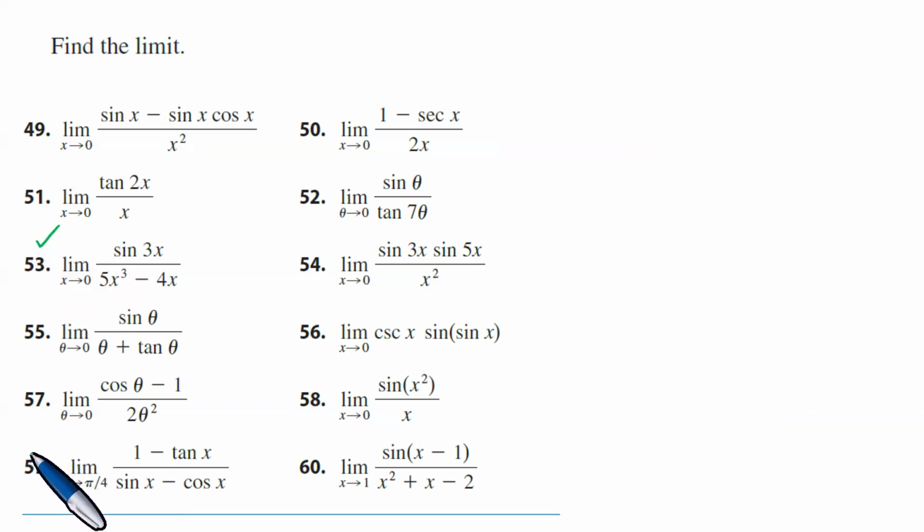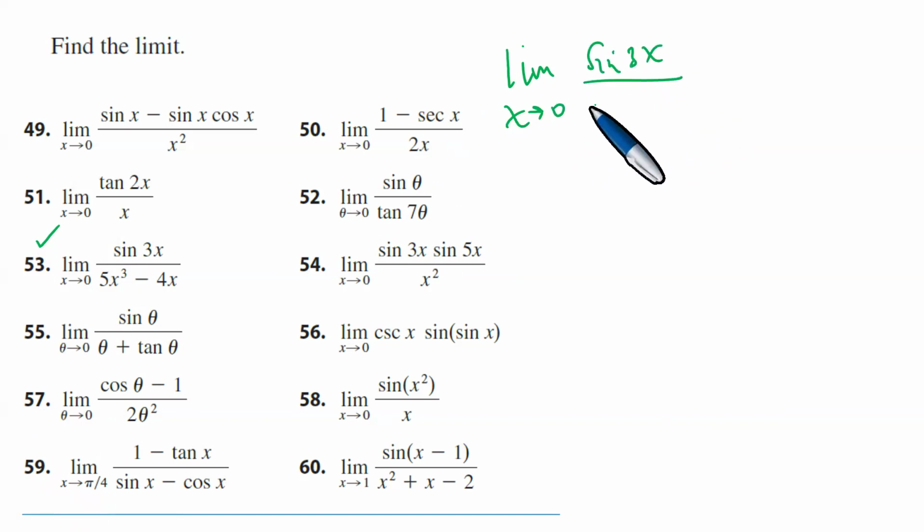I got 3/4. You got 3 over 4. Let's check it out. So it's a limit as x approaches 0 of the sine of 3x divided by 5x cubed minus 4x. Okay, so look at this limit now. What then are you able to achieve here?